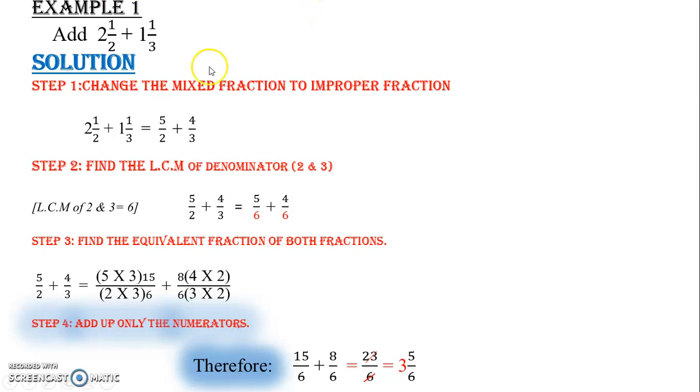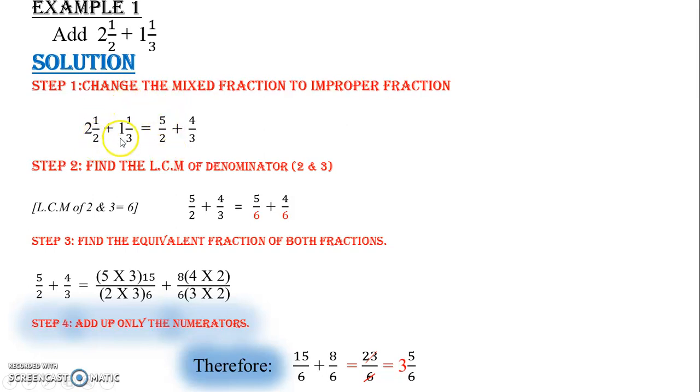Now, the first example here, we've been asked to add 2 whole number 1 over 2 plus 1 whole number 1 over 3. Now, solution to this problem, our first step is to change the mixed fraction to improper fraction. Okay, so how do you do that? Your denominator, that's 2, multiplied by your whole number, plus your numerator. That is 2 times 2 plus 1. So 2 times 2, that will give us 4. 4 plus 1 is 5. That's 5 over 2 that we have here.